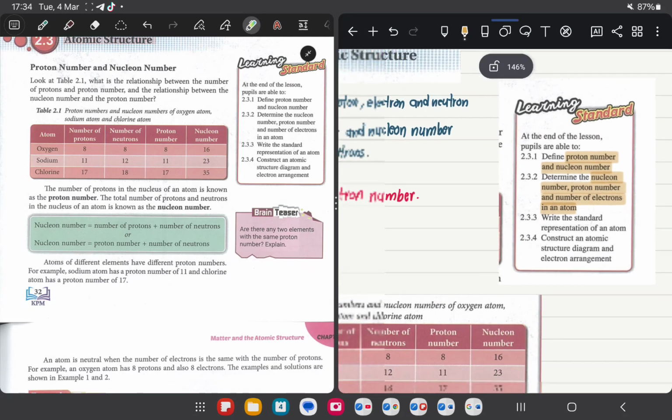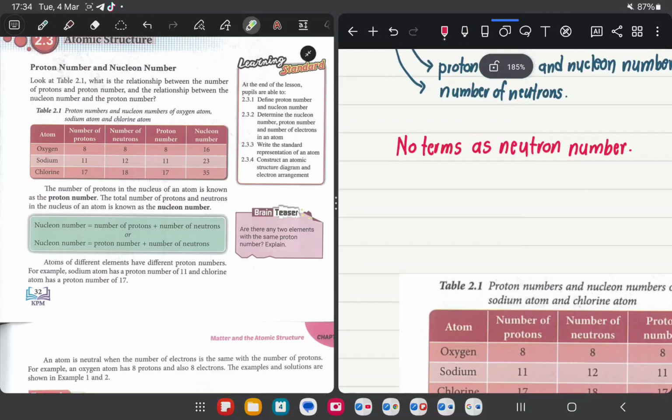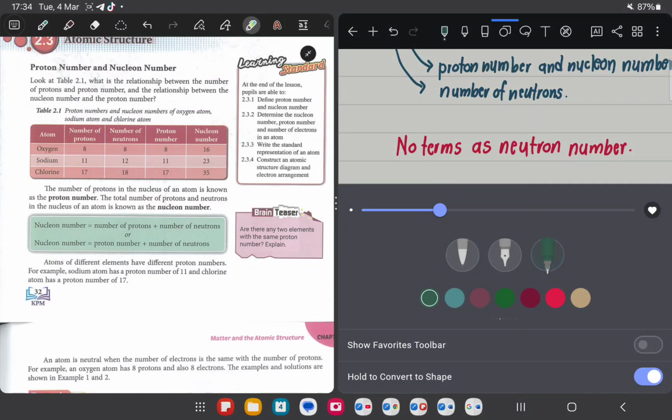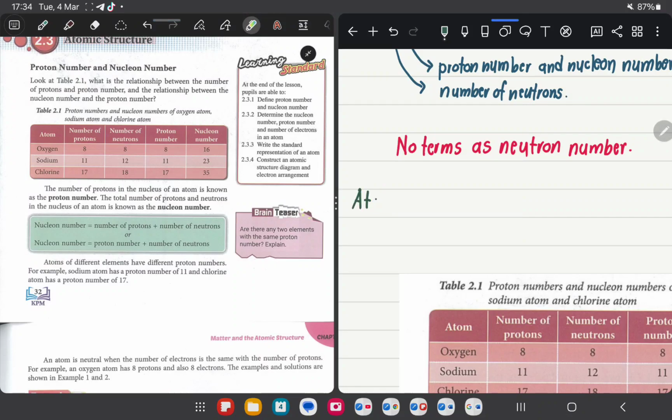Before I proceed, I want you to write some things. Always remember, in an atom, you must understand the number of protons, bilangan proton. It's actually in Malay, so I write it for you in English: number of protons is the same as the number of electrons.